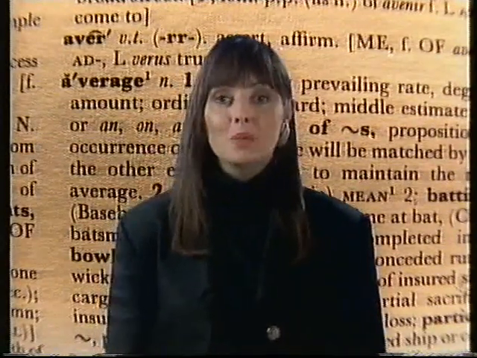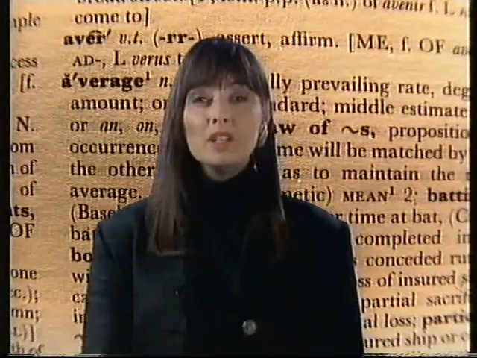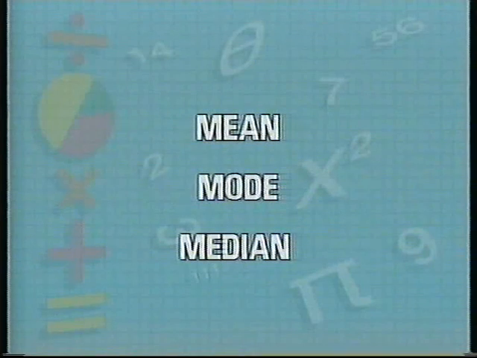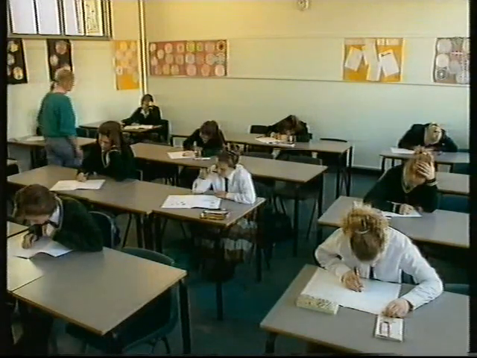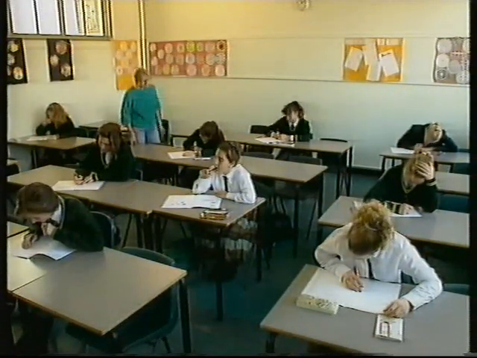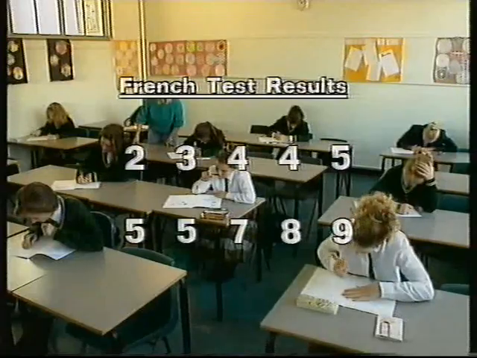In maths, the word average has just a few very special meanings. There are 3 sorts of average: the mean, the mode, and the median, and you must know the differences between the 3. Take this example. A class of 10 children score like this in a French test.